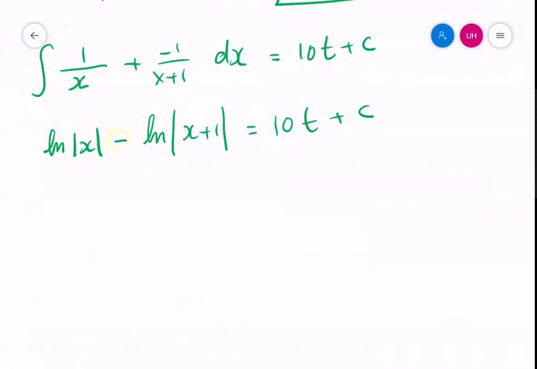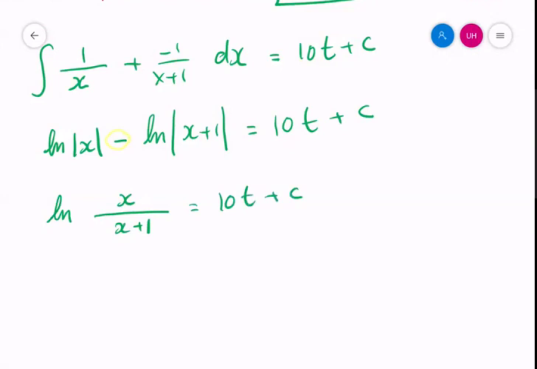Then, because we have subtraction in the middle between the lns, according to the ln rules, we can divide them. So we can write ln x over x plus 1 equals 10t plus c.